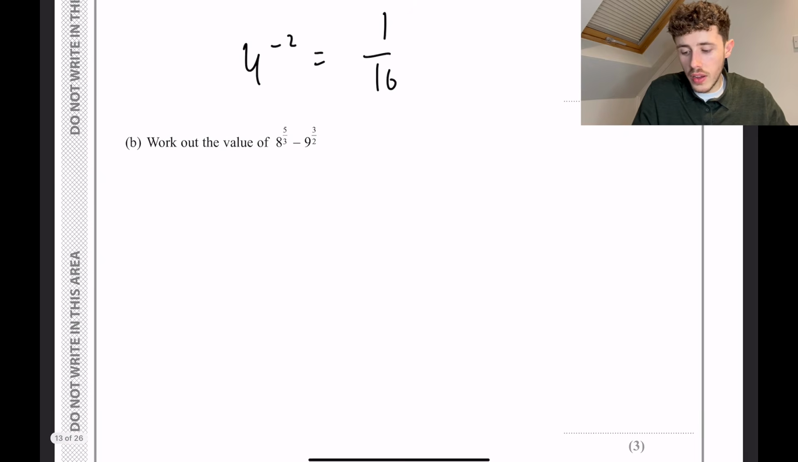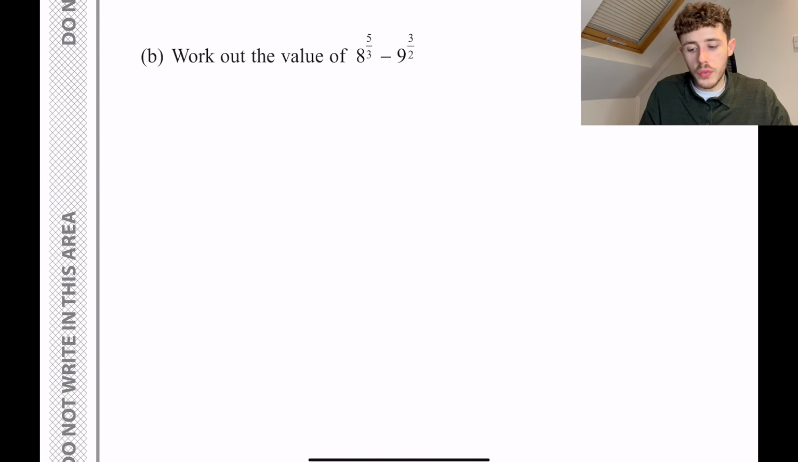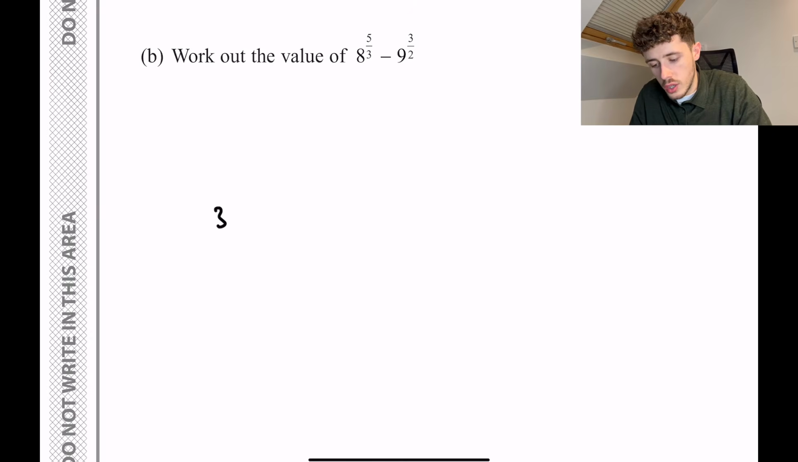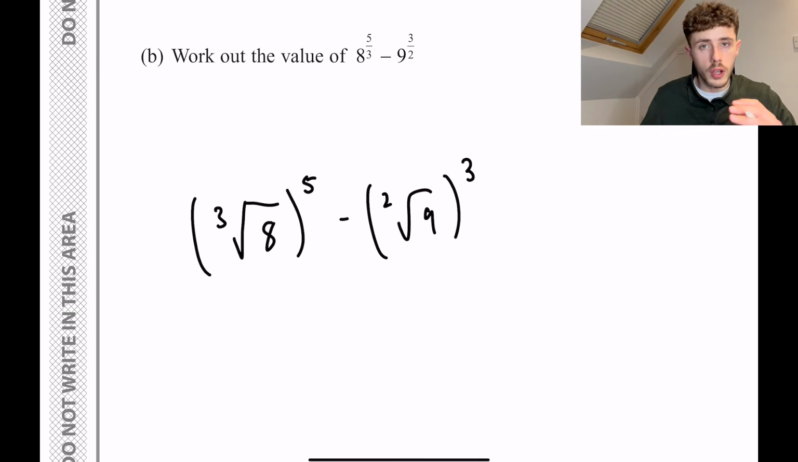Part B, work out the value of this horrible looking thing. Now, when we're dealing with fractional powers, you always want to look at the bottom number on the fraction first, because that's going to indicate what kind of root you're going to apply to that number. So it's going to be the cube root of 8, all to the power of 5, minus the square root of 9, all cubed. I hope that makes sense.